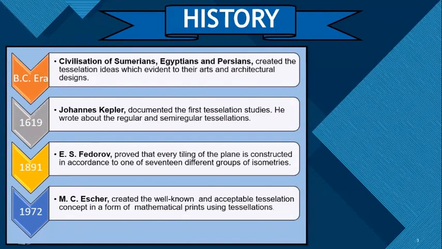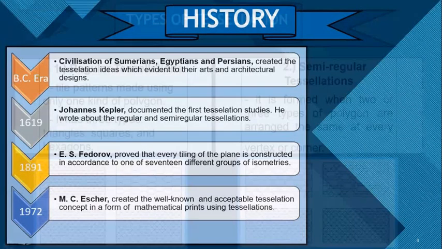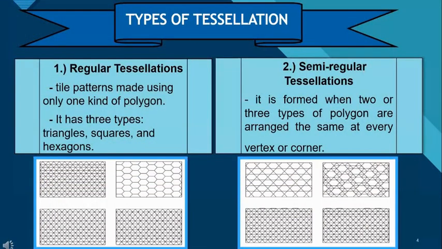In the year 1972, Dutch graphic artist Maurits Cornelis Escher, also referred to as the father of modern tessellations, was known for his artwork enjoyed by millions of people all over the world. His concepts about tessellation are widely used and adapted in the modern mathematics world. Here are the types of tessellation. The first one, regular tessellation. These are tile patterns made using only one kind of polygon. It has three types: triangles, squares, and hexagons.